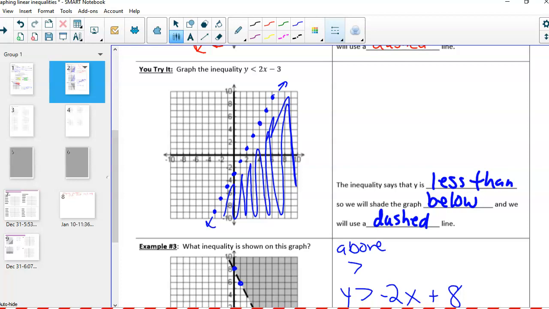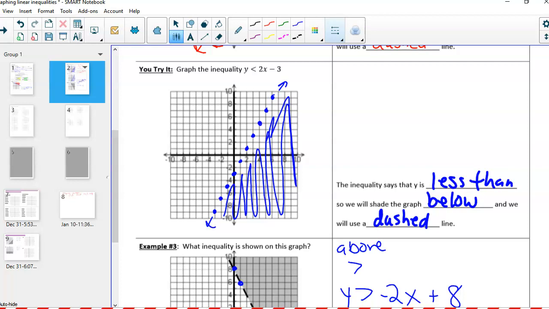Alright, I want you to check your you try it. Yours should have looked like this. I did not make little dashes between mine because my pen is very thick, and it would just connect the dots, and I didn't want that. So I just left it as the dots. If you have a slope like 1, you're going to want to do that. It'll take too much time to make tiny dashes. Okay, questions on this one?